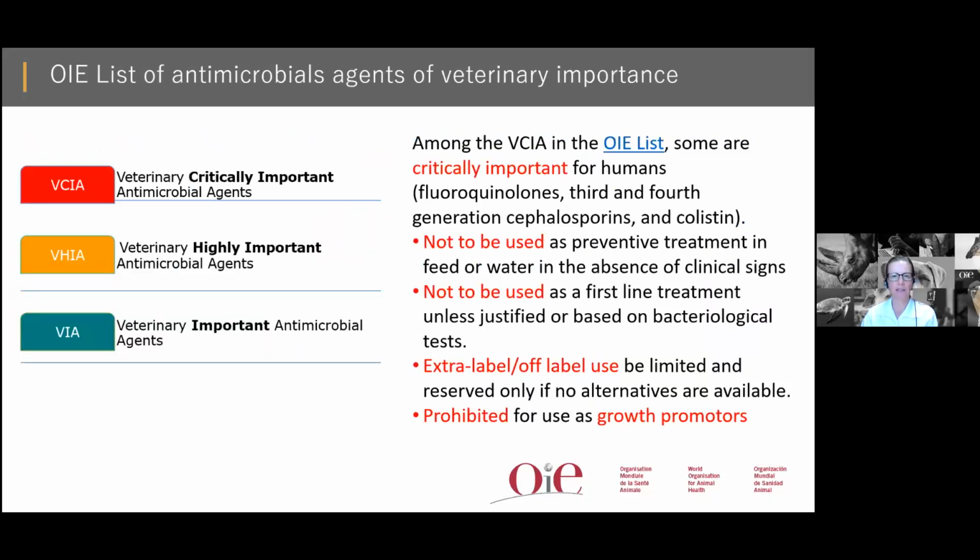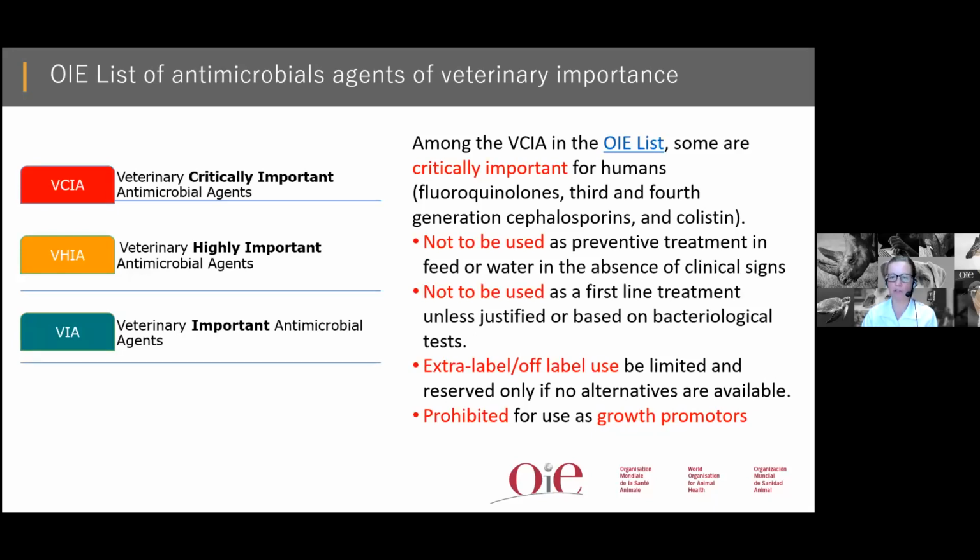So the OIE list of antimicrobial agents of veterinary importance. Some of these are critically important for humans. So fluoroquinolones, third and fourth generation cephalosporins, and colistin. So I think this was already mentioned, unfortunately, and colistin is still used in some countries as an agent for growth promotion.